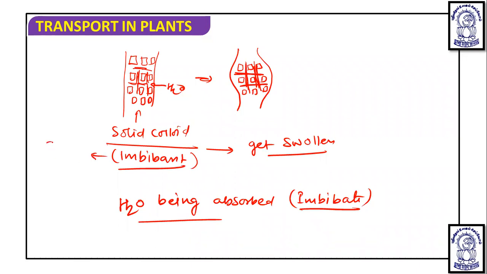So imbibant can be what? Seeds and dry wood. They are imbibants, and their volume enormously increases.